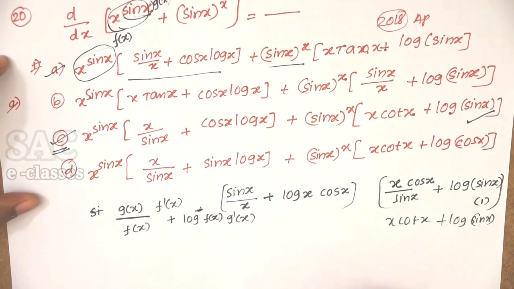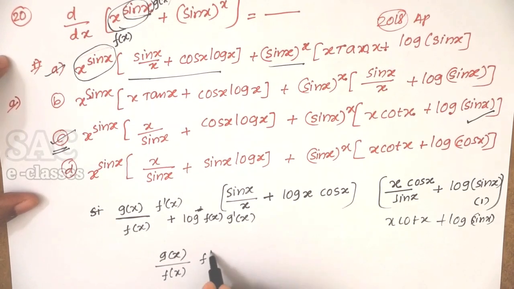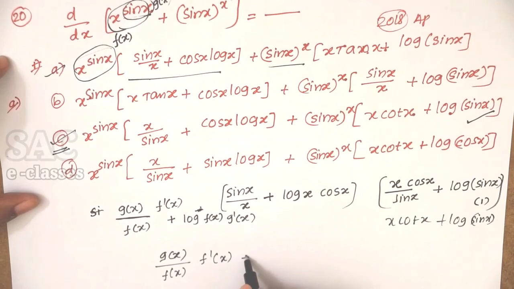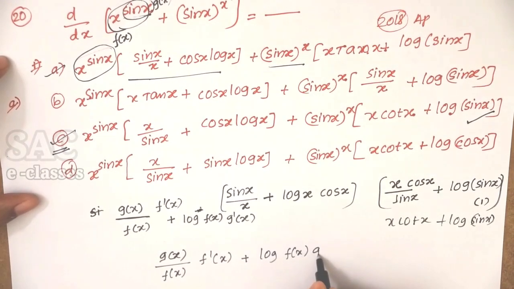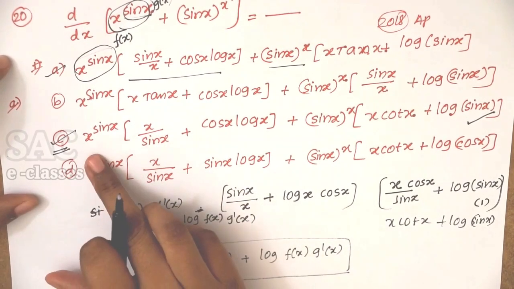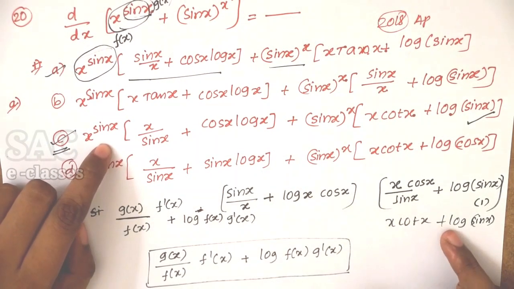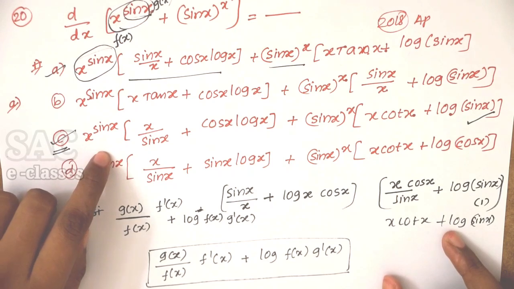That means without much delay you can do it. Let me write the trick in a simple manner. g of x by f of x into f dash of x plus log of f of x into g dash of x will be the trick for this. With the help of this, you can easily find the answer without a lengthy process.